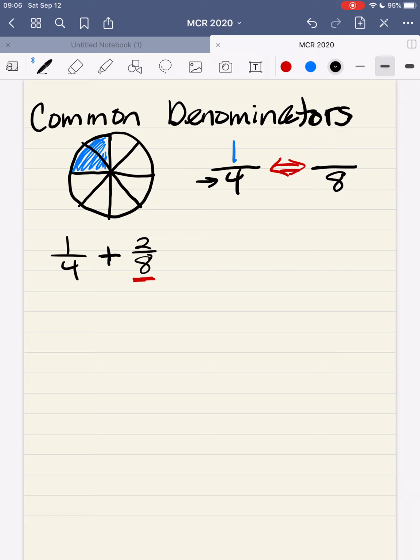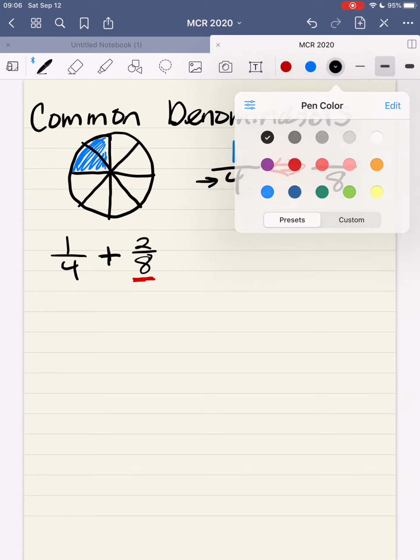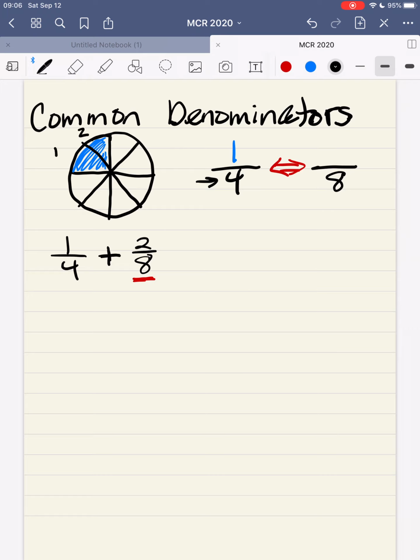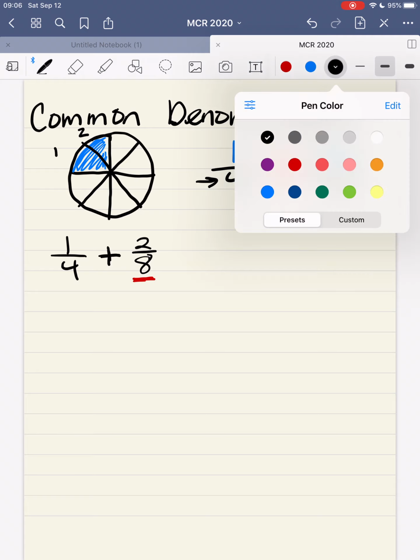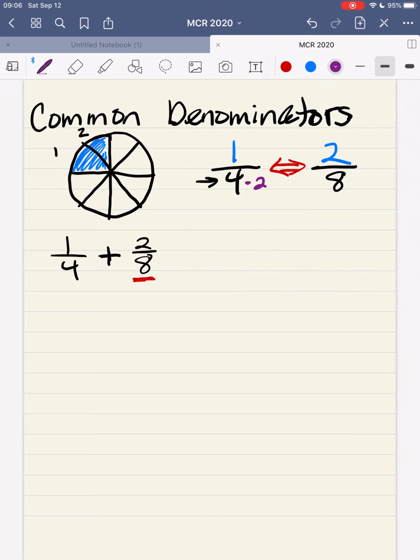But I'm going to eat the same amount of pizza. Now we notice in the blue section, we have a total of 2 pieces. So that means that now, out of 8 pieces of pizza, I ate 2. And how we got to that point was multiplying the 4 by 2 to get the 8, and whatever we do to the bottom, we do to the top, which creates our equivalent fraction of 2 over 8.